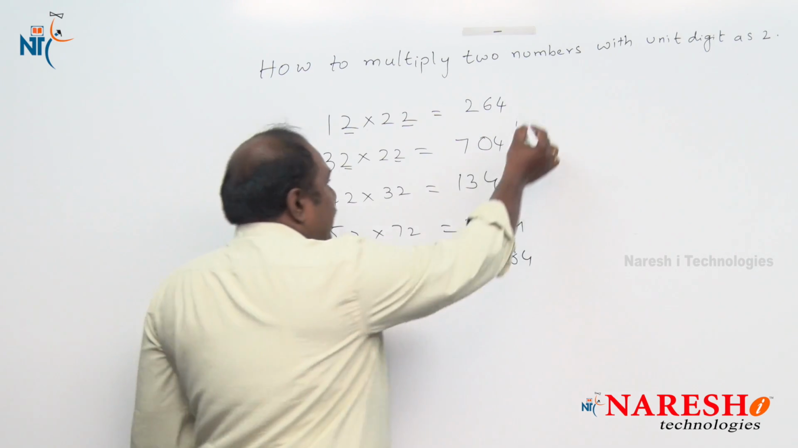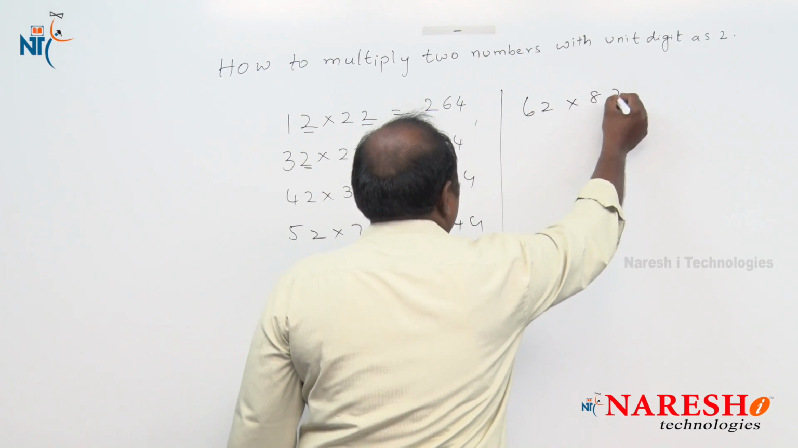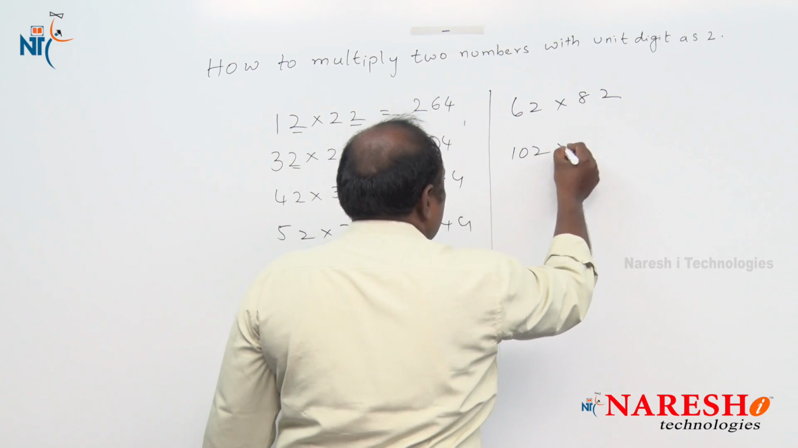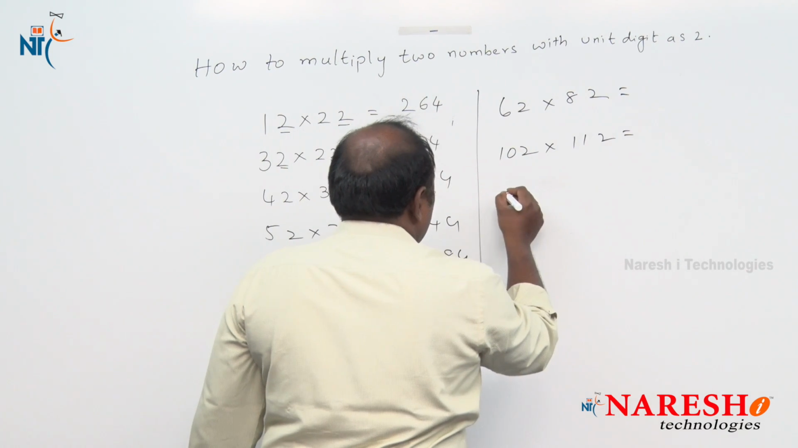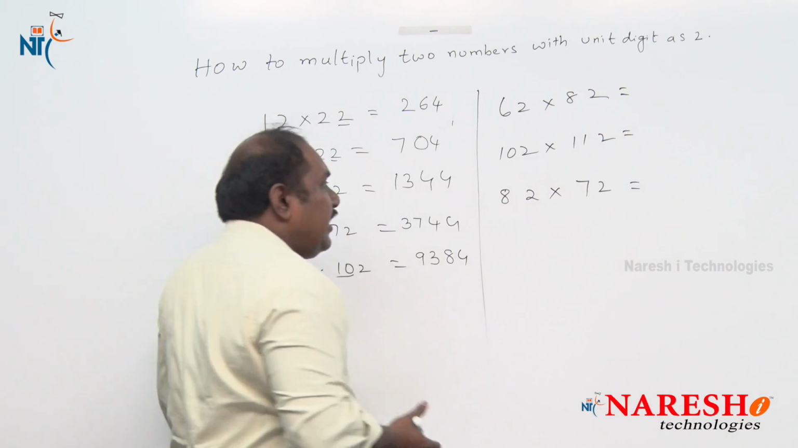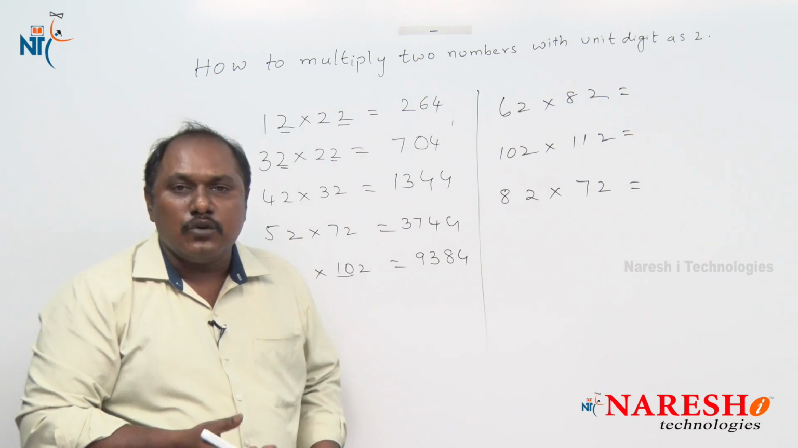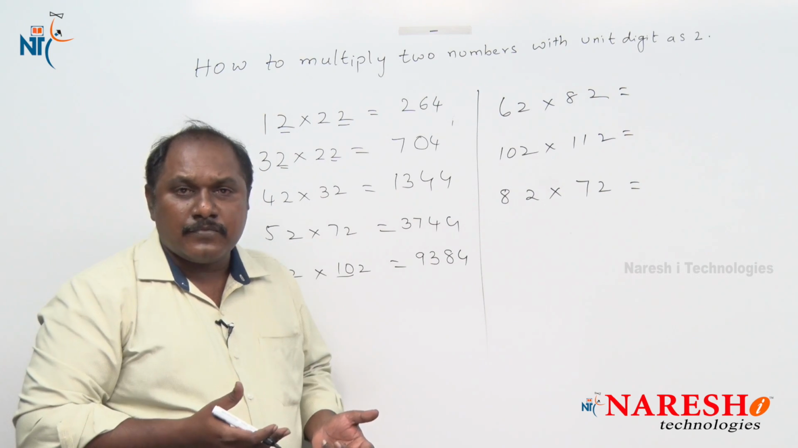So for you to practice, you can practice some numbers. 62 into 82, 102 into 112, 82 into 72 and so on. Any two numbers with unit digit as 2. Now you just try whether you can solve it or not.